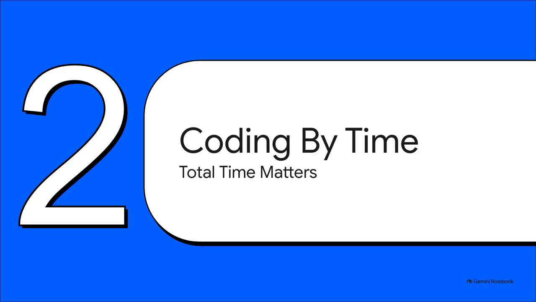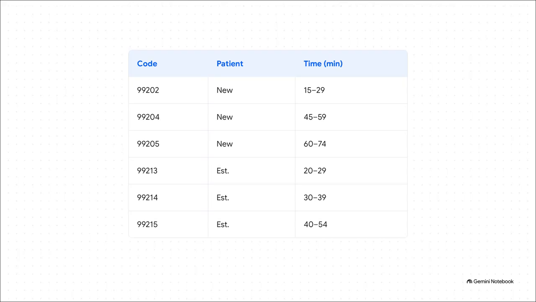Section 2, coding by time thresholds. Total time matters. Let's talk time. There are specific time brackets for both new and established patients. Just as an example, a level 4 established patient visit, that's a 99214, requires somewhere between 30 to 39 minutes. But here is the critical takeaway you cannot miss.